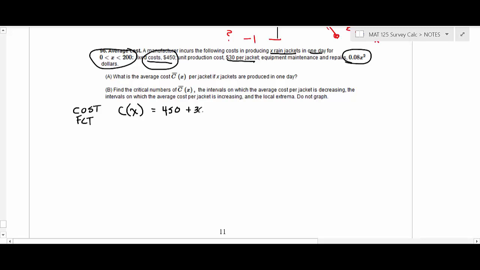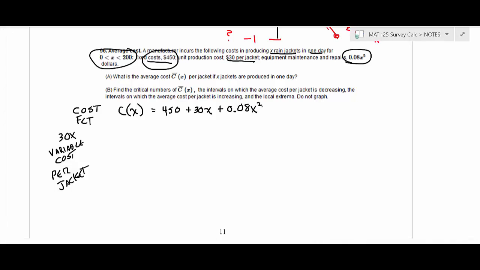So every time you make a jacket, it's going to cost $30, so that's 30x. That 30x is what we would call the variable cost. That's the cost per jacket. And then the last thing it says is you've got a cost that is dependent on x that we're going to tack on, which is 0.08x squared. That's maintenance and repairs. That's going to increase as we produce more and more rain jackets. So that is your cost function.